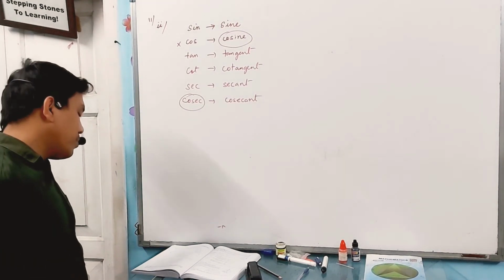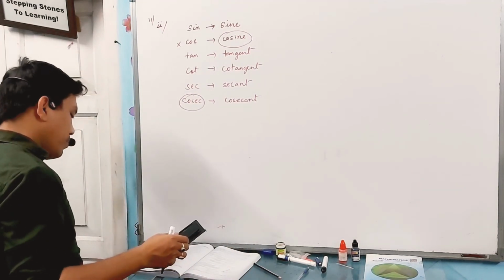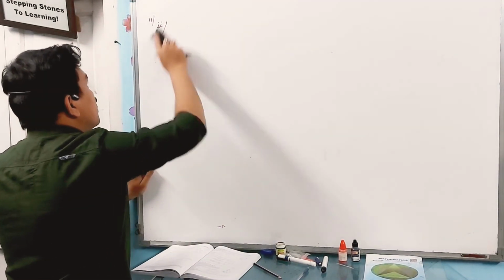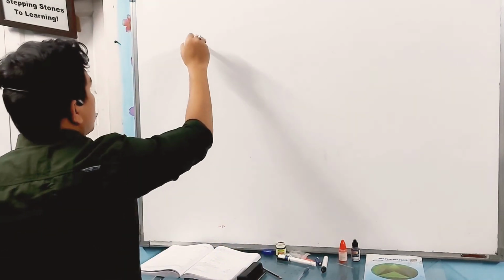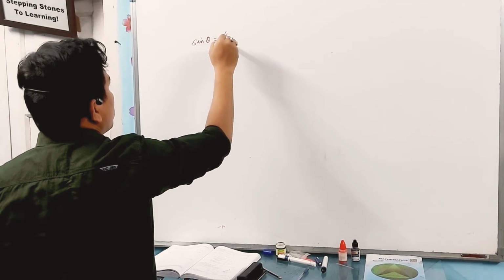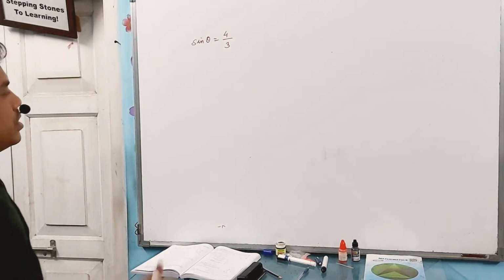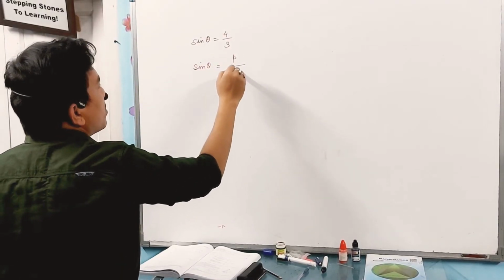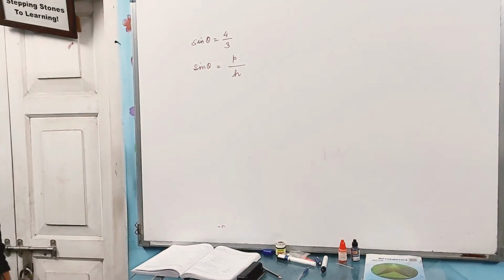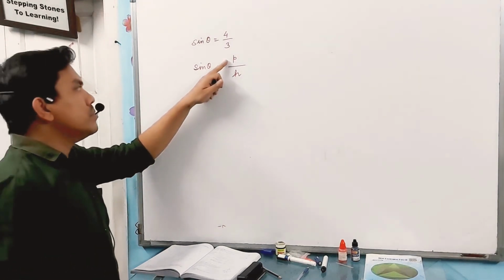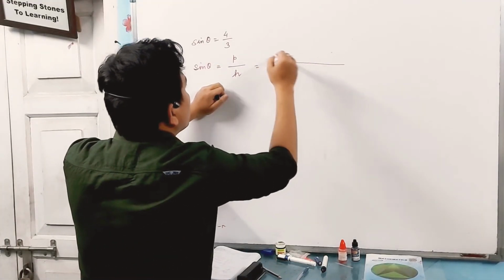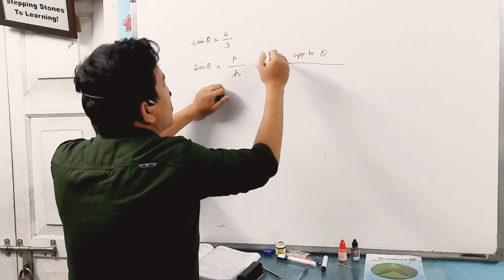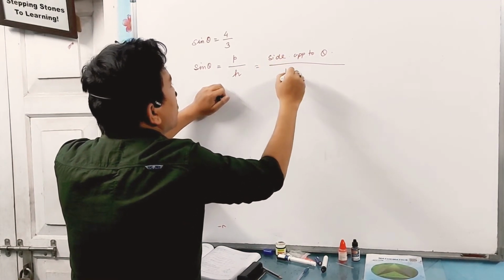Now, sin theta equal to 4 by 3 for some angle theta. This is somewhat similar to question number 2. Let us check. Sin theta is equal to 4 by 3. I told you already, sin theta is always equal to perpendicular by hypotenuse. Or we can write it this way: side opposite to theta and hypotenuse.